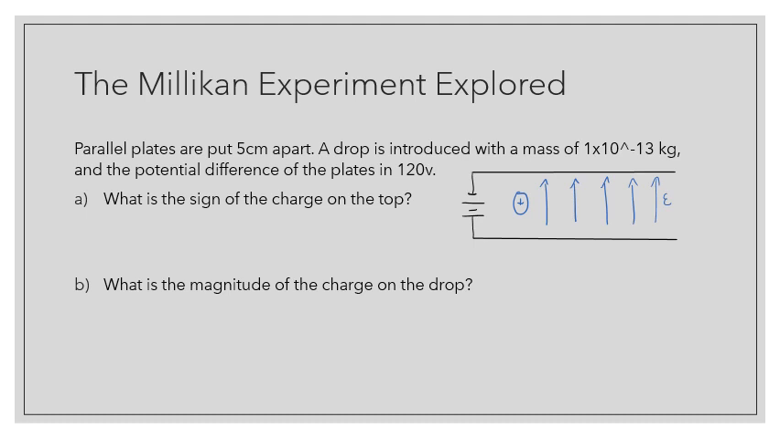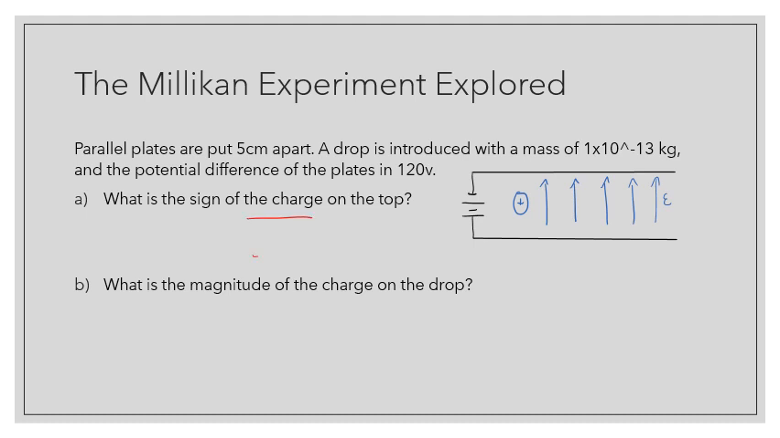So two parallel plates are put 5 centimeters apart, and a drop is introduced with a mass of 1 times 10 to the negative 13 kilograms. And the potential difference of the plates is 120 volts. So this is a droplet that became suspended. So what is the sign of the charge on top?